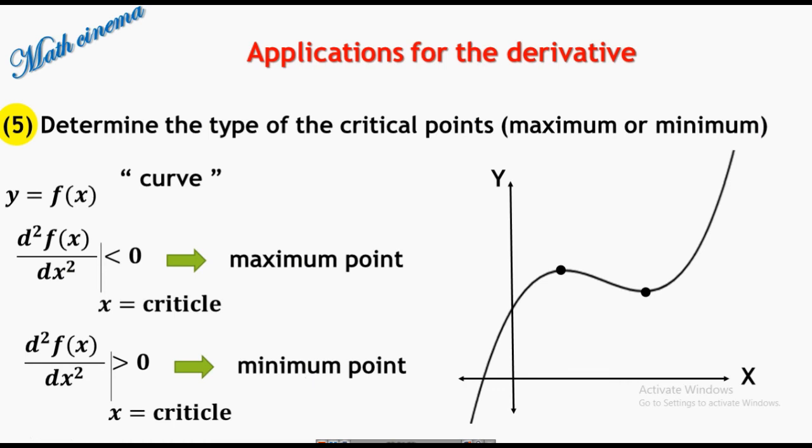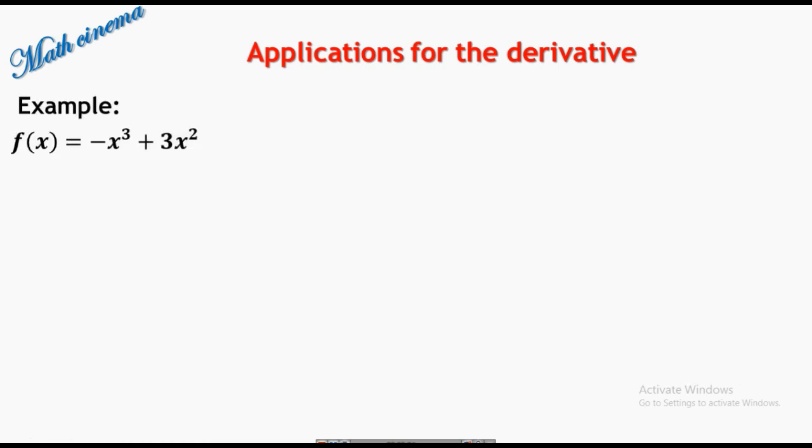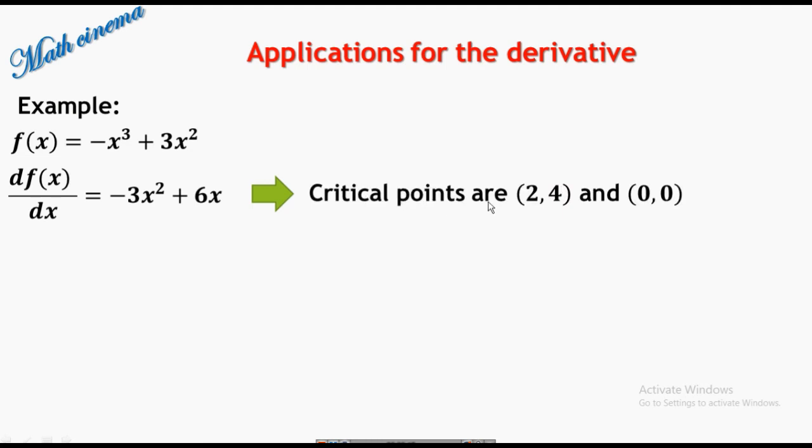To understand this, let's continue the previous example. In the previous example, we got the critical points for the function f of x equals negative x power 3 plus 3x power 2, and the critical points were 2, 4 and 0, 0. Now we want to determine whether the critical point is maximum or minimum. So we are going to get the second derivative, which is negative 6x plus 6. And then we are going to use the critical points.